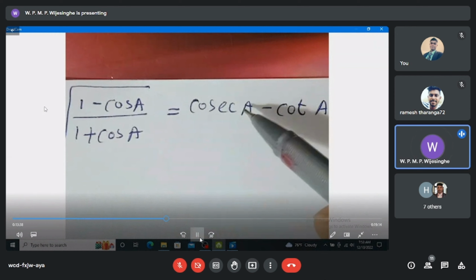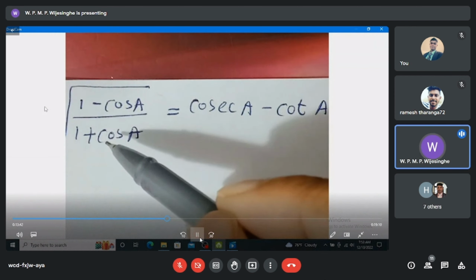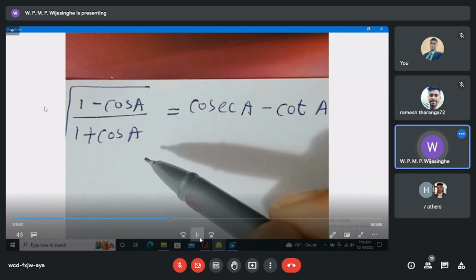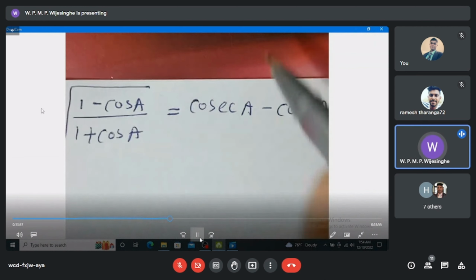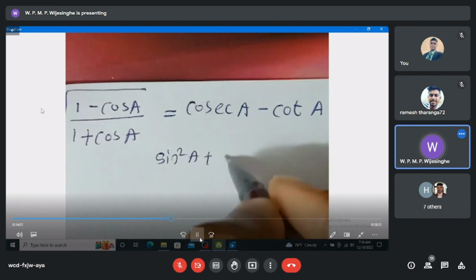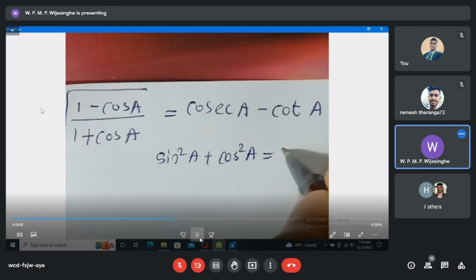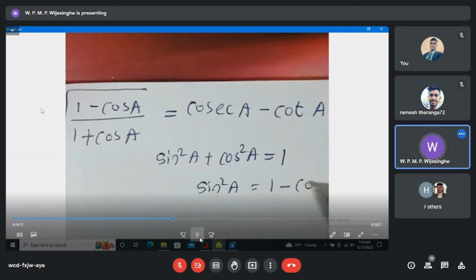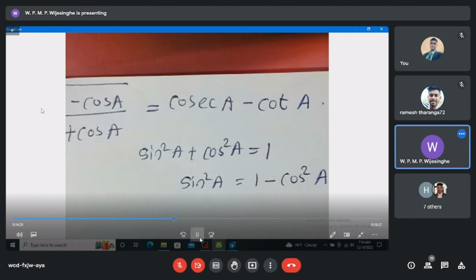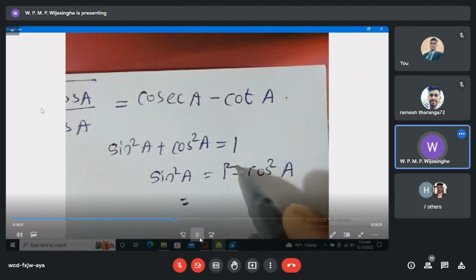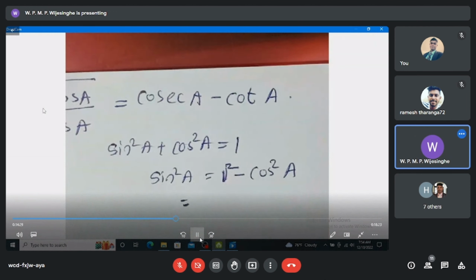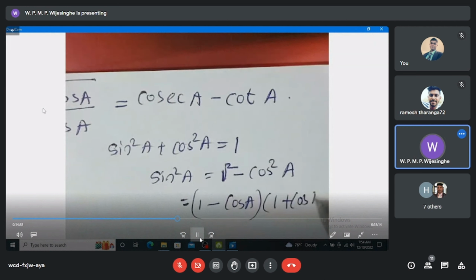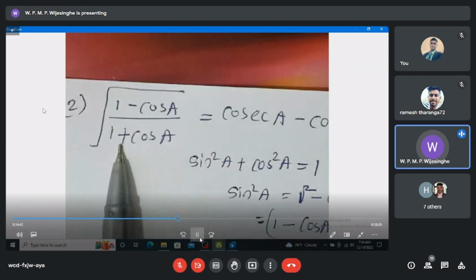Observe these two sides. Here, the left hand side has a denominator. Here, there is no denominator. Then we should get rid of this denominator here. So, here also I use the relationship sin square A plus cos square A is equal to 1. Right? Then I can write sin square A is equal to 1 minus cos square A. Then you know we can use here this one, right? 1 minus cos A. Here 1 plus cos A.